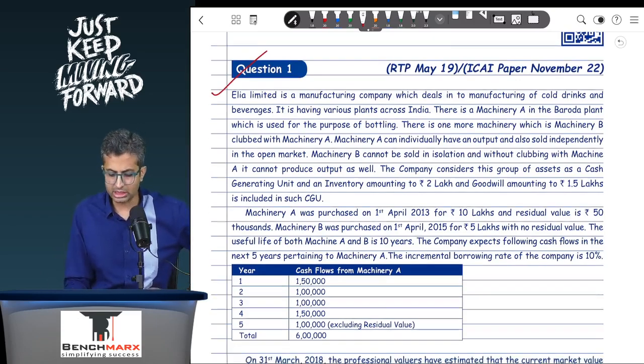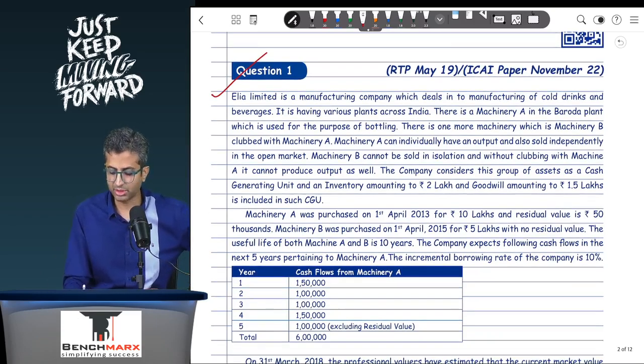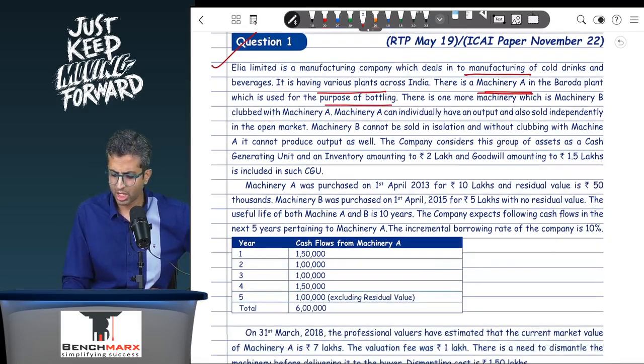So if we quickly discuss this, there is an LEA Limited, a manufacturing company which deals into manufacturing of cold drinks and beverages. It is having various plants across India. There's a machinery A in the Baroda plant which is used for the purpose of bottling. There's one more machinery, that is machinery B, which is clubbed with machinery A, and machinery A can individually have an output and can be sold independently in the open market, whereas machinery B cannot be sold in isolation without clubbing it with machinery A. It cannot produce an output as well.